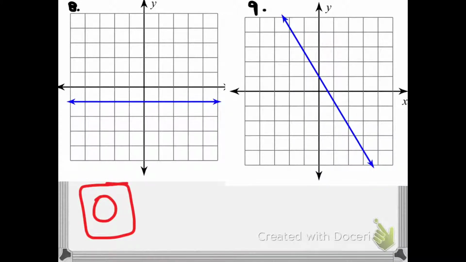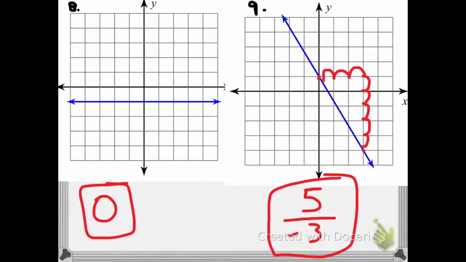For number 9, remember to pick any 2 points. One point is here, and another point is here. First our rise, which is 1, 2, 3, 4, 5, and then our run is 1, 2, 3. So our slope is 5 over -3. The reason it's -3 is because you're going to the left for this one. You can also see that it's a negative line.